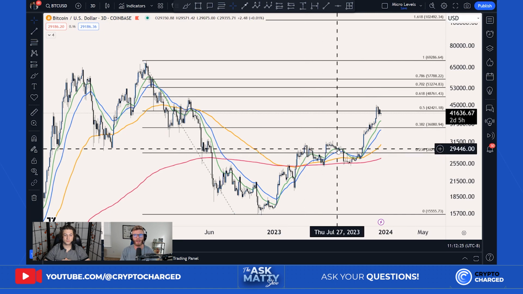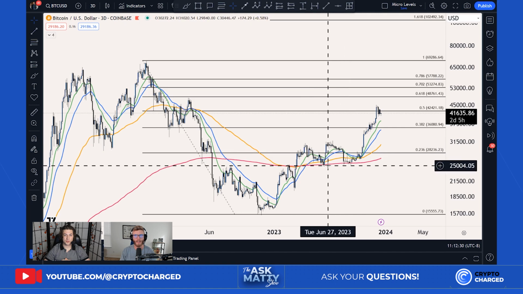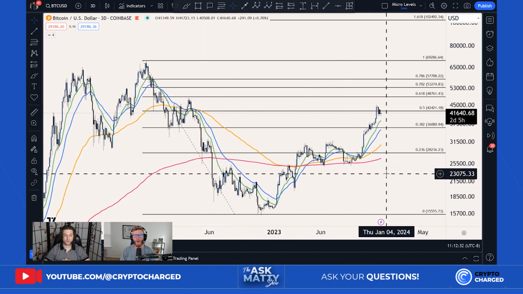That's where we started to develop this double top, started to trick everyone into thinking the 236 was new support. Price actually ended up using this magenta line, which is the 200-week moving average. That's the cumulative average of where price has been over that period.